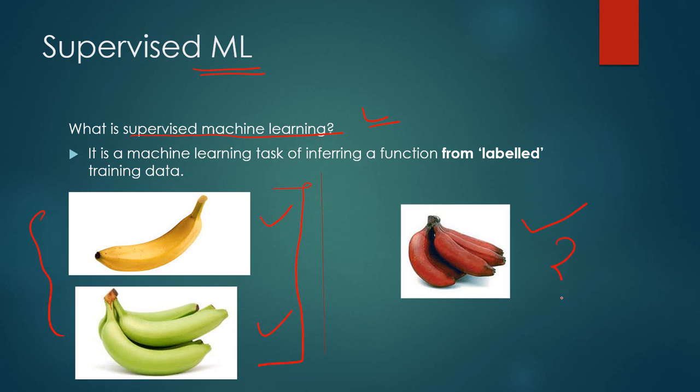Now the algorithm has got to tell us what exactly this picture is, and it should ideally tell us that this is a red banana. So in supervised learning algorithms, you first train the algorithm with a given set of data points, and we have data points which have been labeled. That means we know for sure what exactly the data point is. This is a banana, this is also a banana. So we can label the data points in supervised machine learning algorithms.